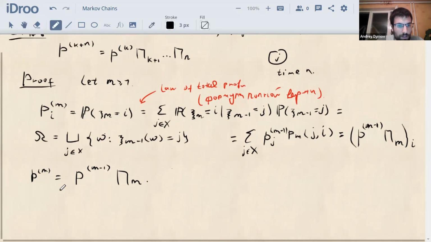You see? So to get the distribution at the next moment of time, I should just multiply by the transition probability matrix, and then I get this result. So and then by induction. Okay. So this is done. I agree.